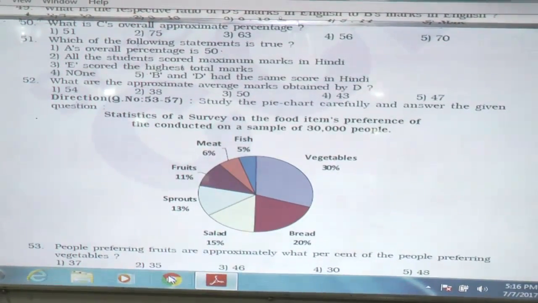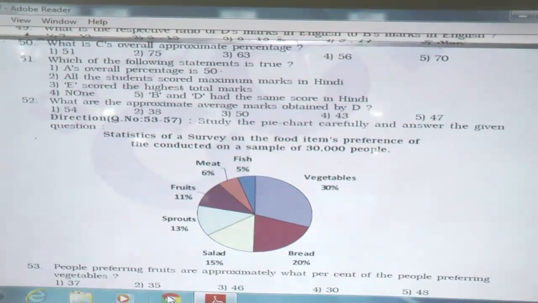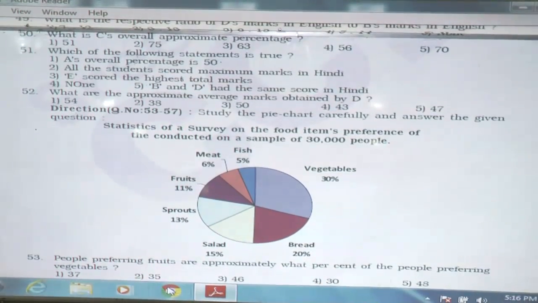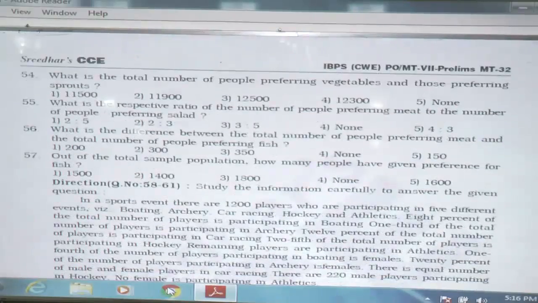Yeah, 30,000 people. Number is good. Total value is good. And also percentages. Of course they are percentages, but look at the number. 30, 20, 15, 13, 11, 6, 5. Easy to calculate. Will not take time.